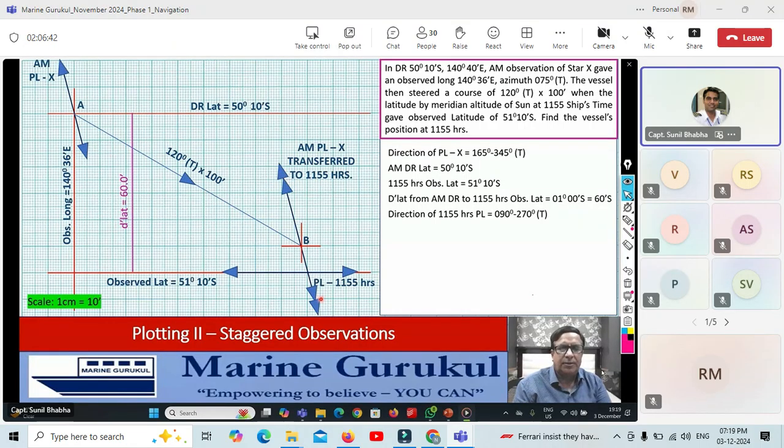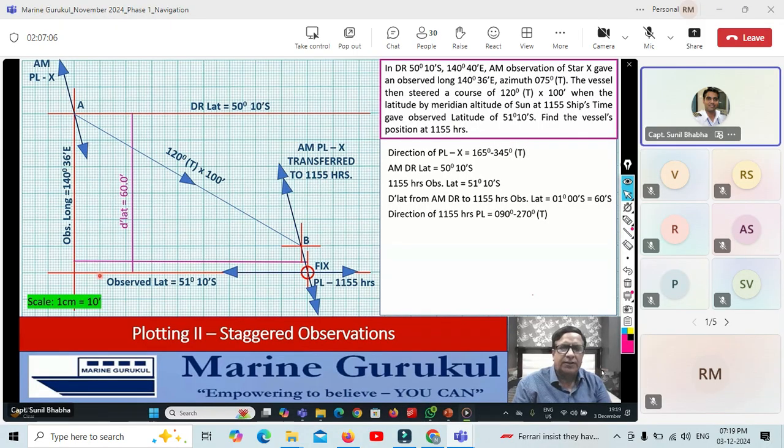Transferred PLs are represented by two arrows at each end. Celestial PLs are represented by a single arrow at their ends. Once they are transferred, then they are represented by two arrows. So this transferred PL is for 11:55. The second observed PL is for 11:55. Needless to say, where they intersect, this becomes the fix of the vessel at 11:55.